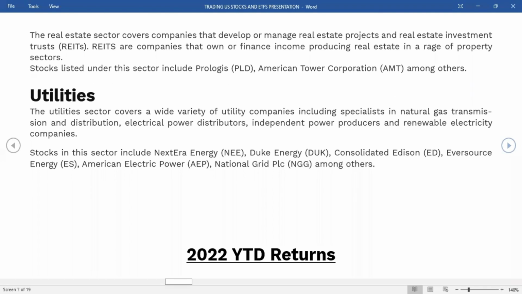So the real estate sector covers companies that basically develop or manage real estate projects and real estate investment trusts. You don't have to own real estate to say that you're an investor in real estate. You can actually invest in real estate through real estate investment trusts, popularly known as REITs. So REITs are companies that own or finance income-producing real estate in a range of property sectors.